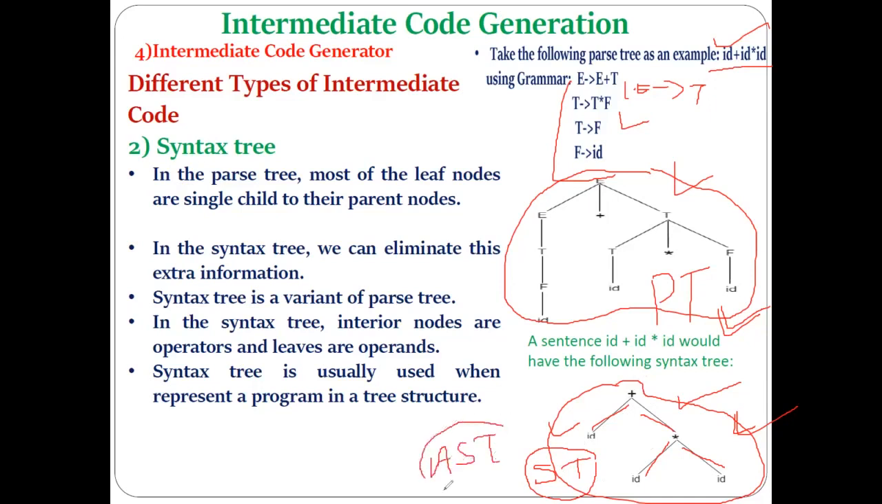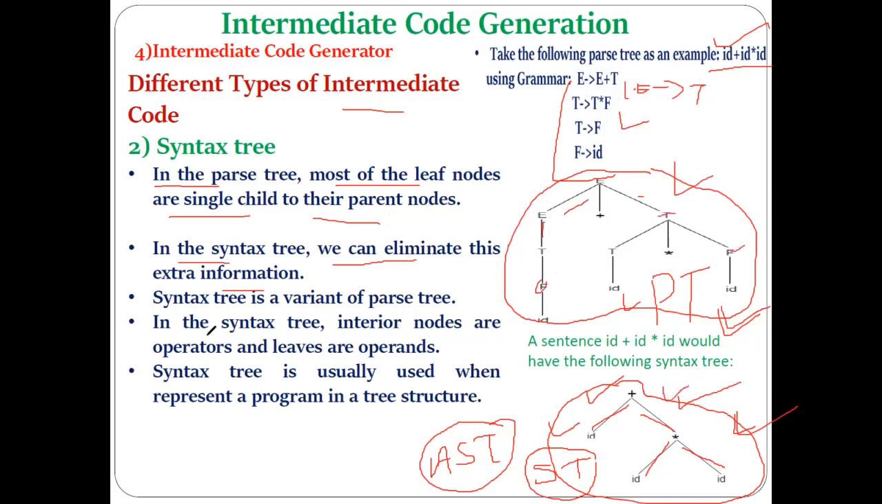Why is it called abstract? Because it contains only the necessary information, only the required information. It doesn't contain unnecessary things like grammatical symbols. So compared with the parse tree, this tree has a compact, abstract nature. That is the reason it is chosen for the intermediate code instead of the parse tree. Similar things I have mentioned here. In a parse tree, most of the leaf nodes are single children of their parent nodes. In the syntax tree, we can eliminate this extra information; the grammatical symbols are considered extra information, so they can be eliminated here.